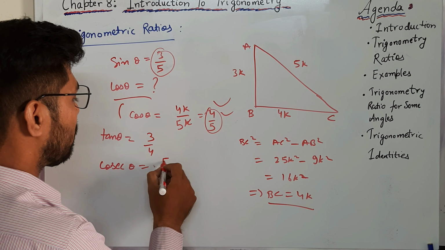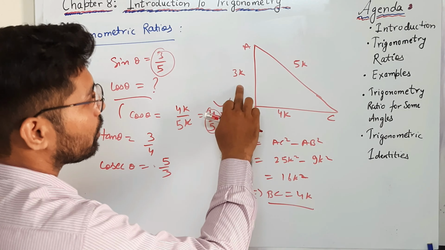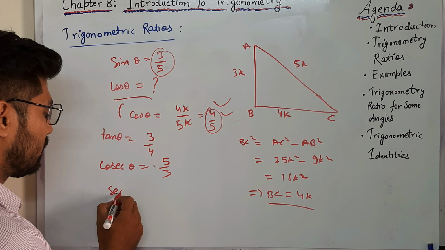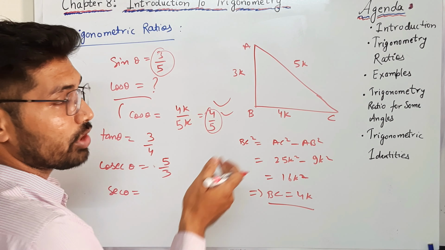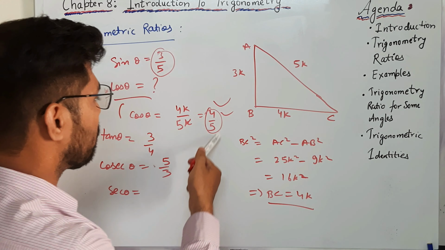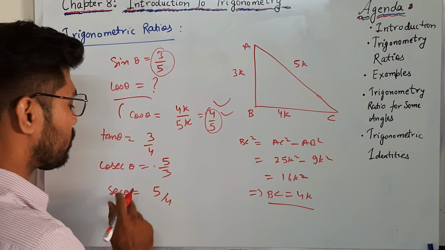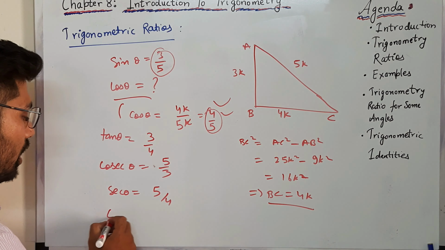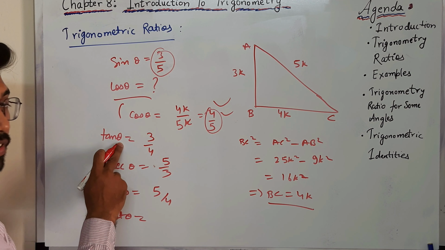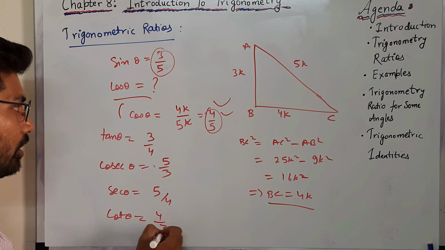3/5, you can say 5/3. You can say hypotenuse upon perpendicular. What is sec theta? Sec theta is the opposite (reciprocal) of cos theta. Cos theta we know, right? 4/5. No need to go to the triangle. So cos theta is 4/5, and sec theta is its opposite, so 5/4. And cot theta is the opposite of tan theta, 3/4. So it is 4/3. Okay.